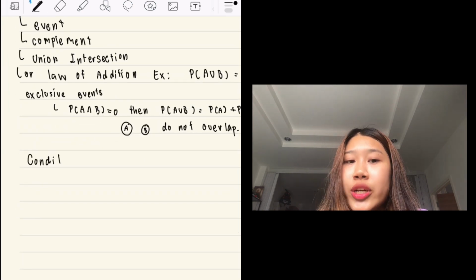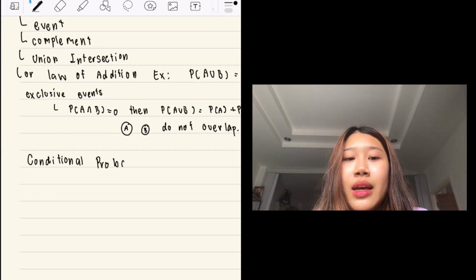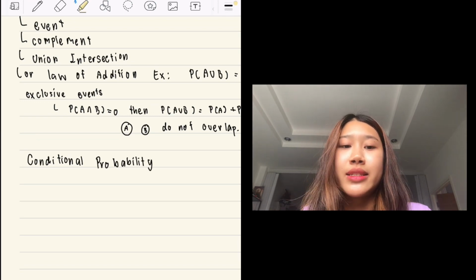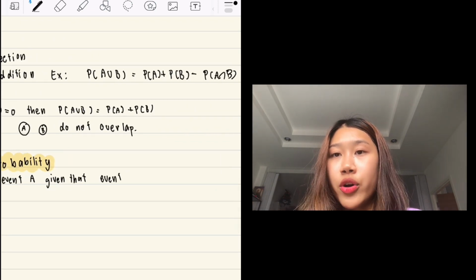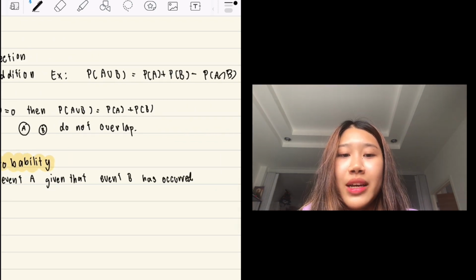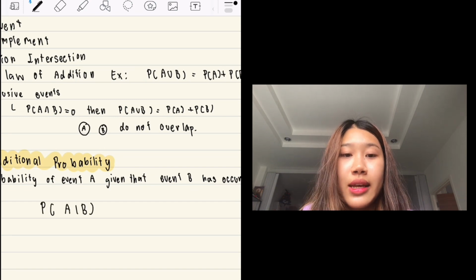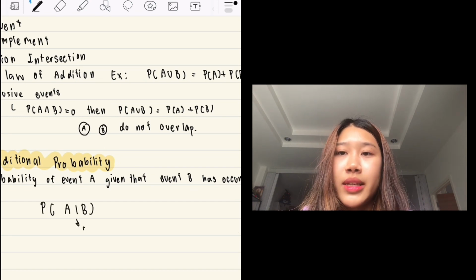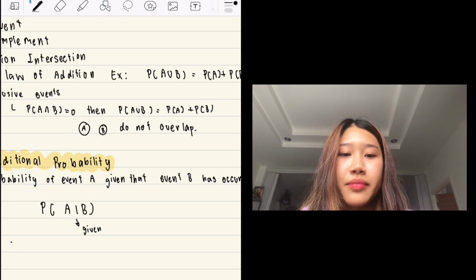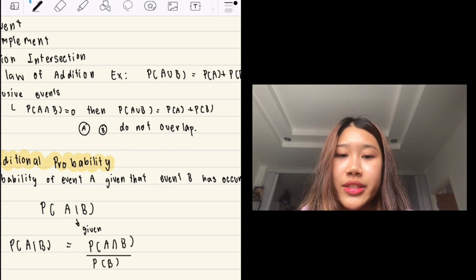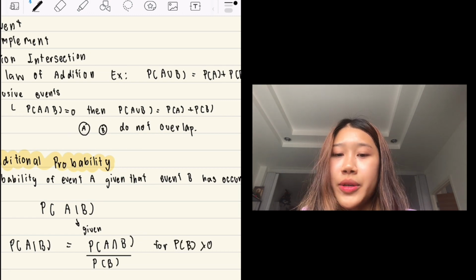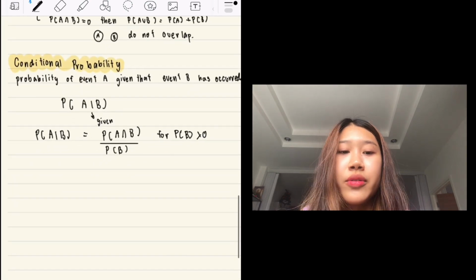So I'm moving to conditional probability here. The conditional probability is the probability of event A given that event B has occurred. It can be written like this: the probability of A given B. And the formula is the probability of A given B equals the probability of A intersection B divided by the probability of B, for the probability of B greater than 0.